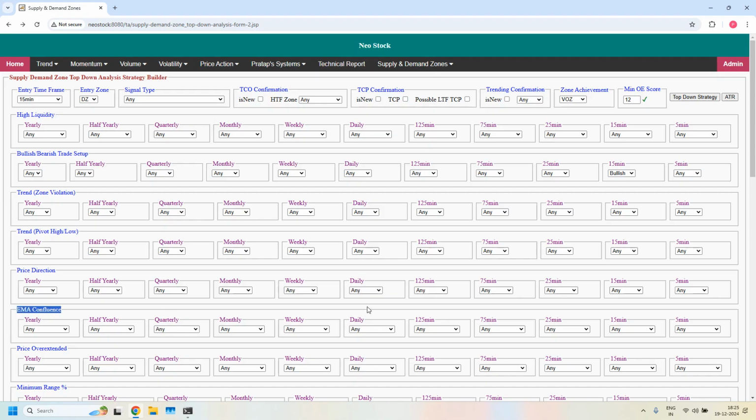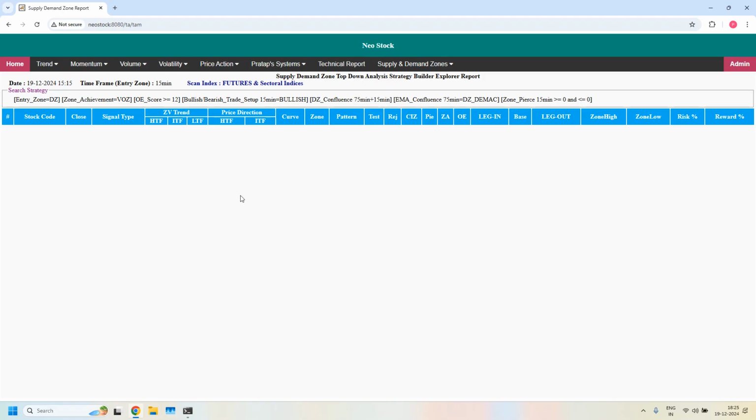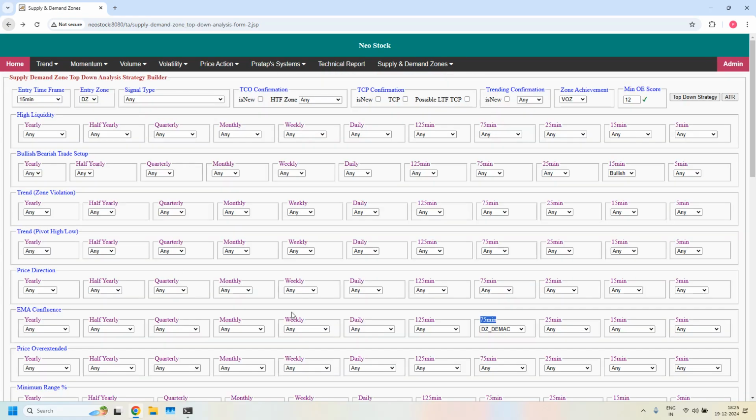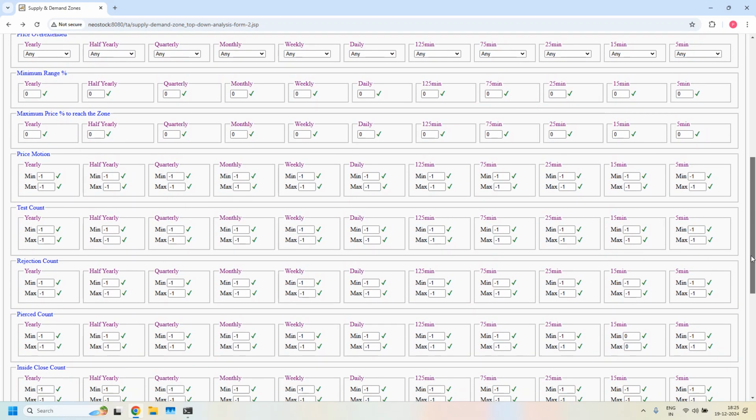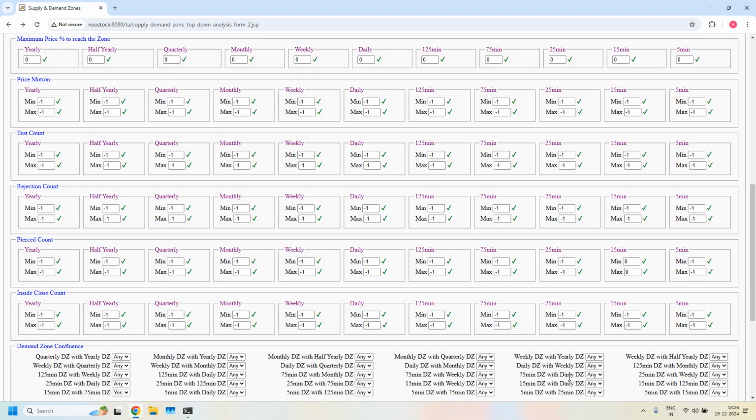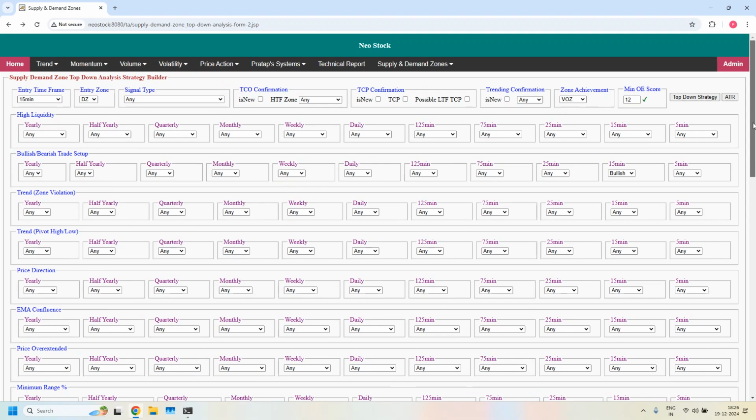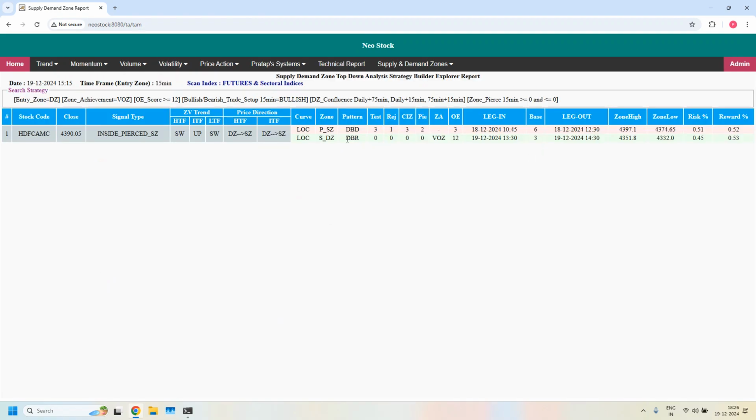So in the EMA confluence, at 75 minutes time frame, 75 minutes demand zone with daily EMA confluence. No, that is not having any confluence. Let's check whether that stock is having a HTF confluence. So 2 more filters I have to set. First filter is already enabled, 2 more: 15 minutes with daily demand zone confluence, 75 minutes with daily demand zone confluence. With all the 3 filters, that means this stock is having LTF, ITF, HTF confluence.